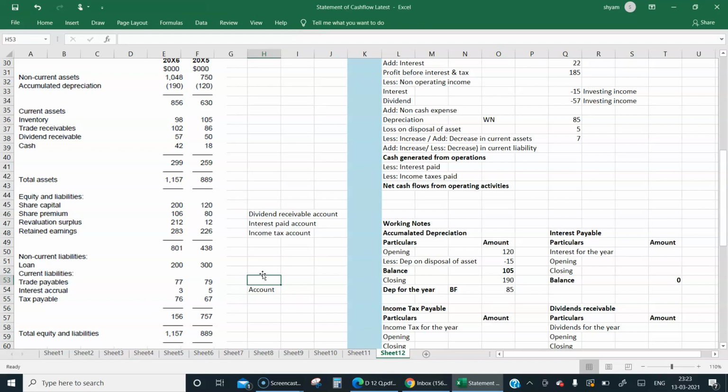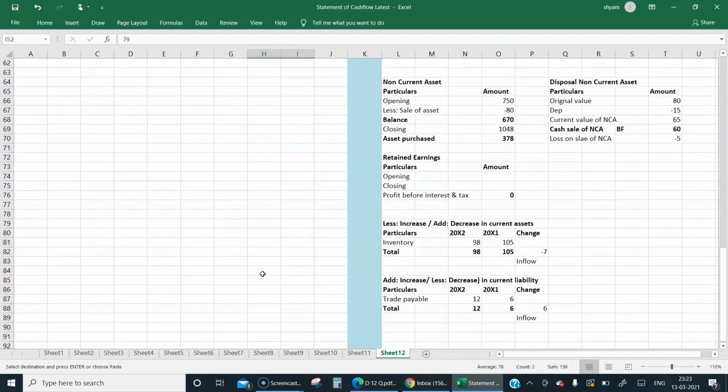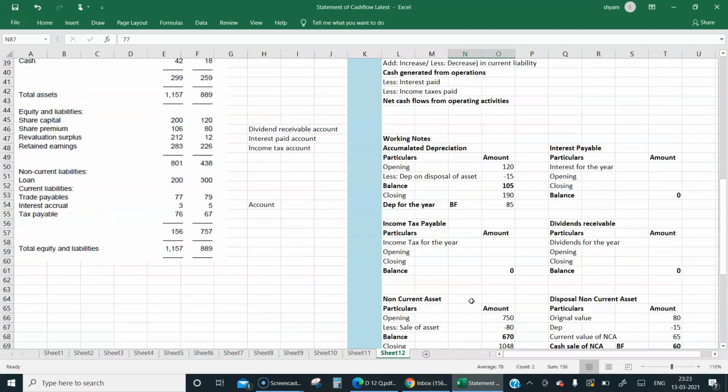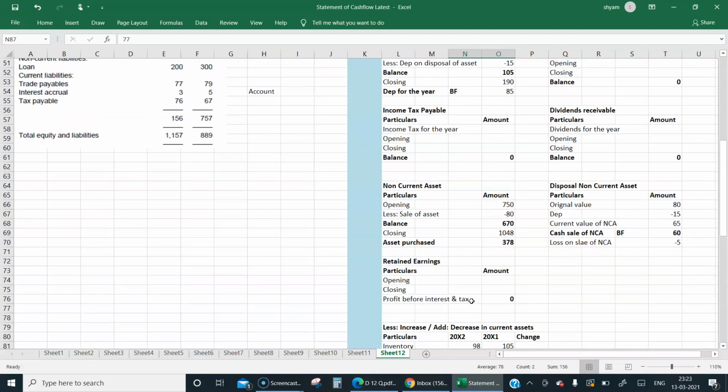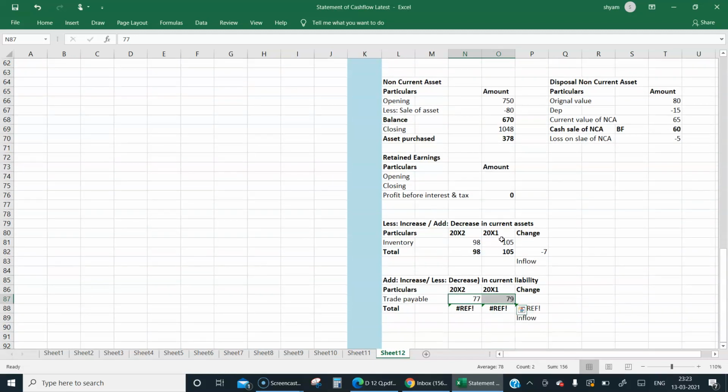So the only thing that is remaining is trade payables. The amount comes to 77 and 79. I think the years we have to change to 2005 and 2006.